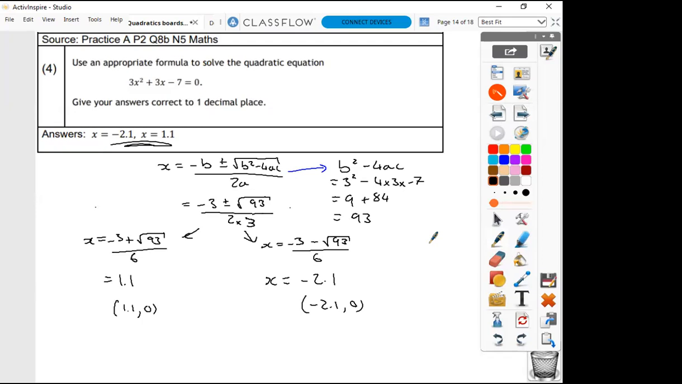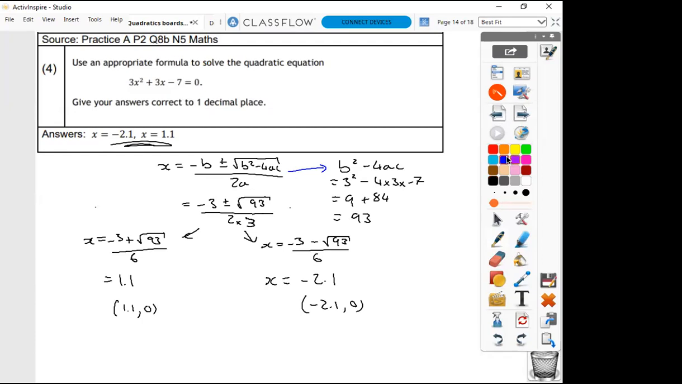Not too bad. Okay, just remember to refer back to that question. Okay, so that was practice paper 2, question 8B. Nice one. Okay. Now you've seen all our questions up until now.